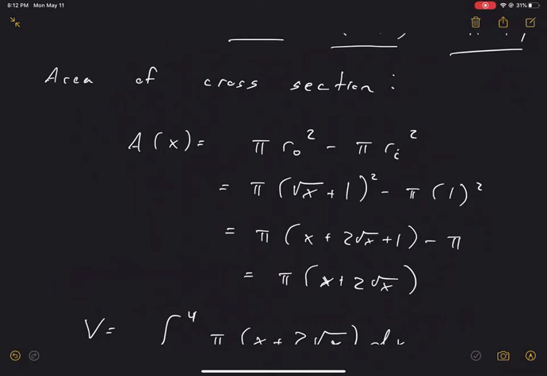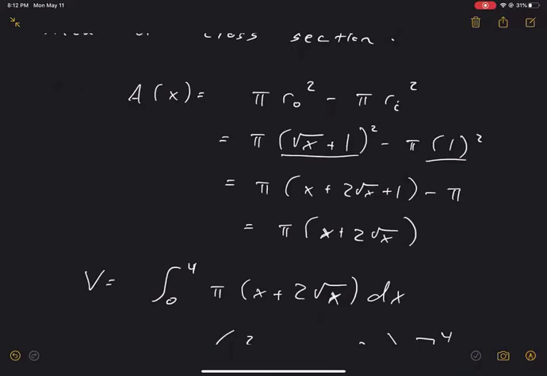So plugging these radii into our formula for the area of our cross sections, we have the area of cross section at x, A of x, is equal to pi rho squared minus pi ri squared. And we know rho is equal to this, ri is equal to this. After plugging those in and simplifying, I should end up with this expression for A of x. A of x equals pi times x plus 2 square root of x.